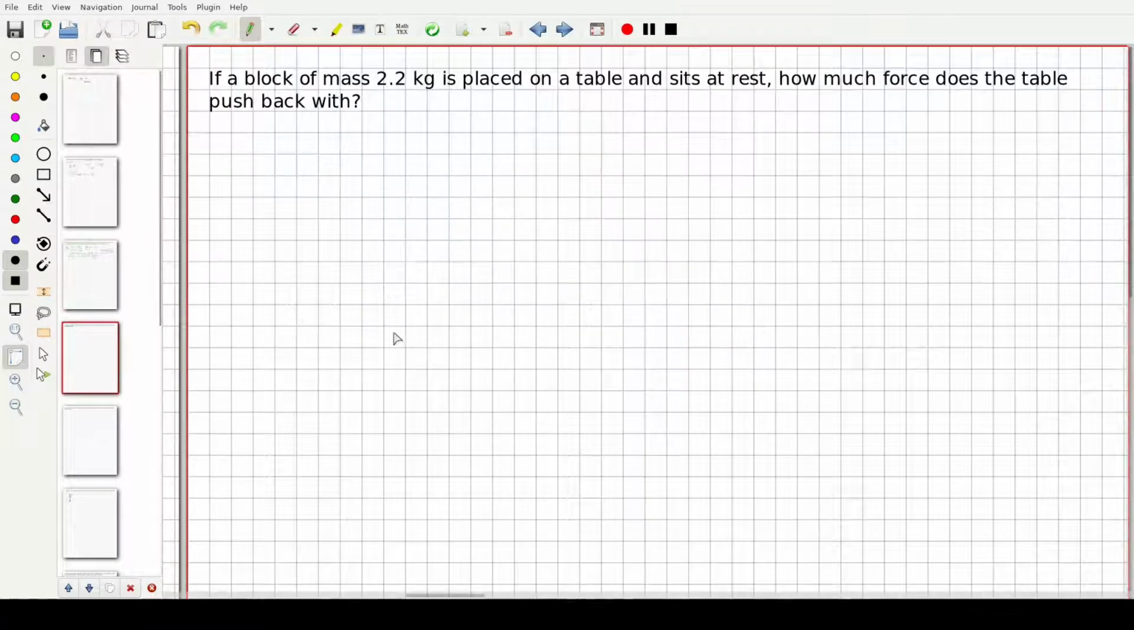The next common force I want to look at is called the normal force. So here we have a block of mass 2.2 kilograms that's placed on a table, and it sits at rest. How much force does the table push back with? So this is an application of Newton's third law. So let's draw a table.